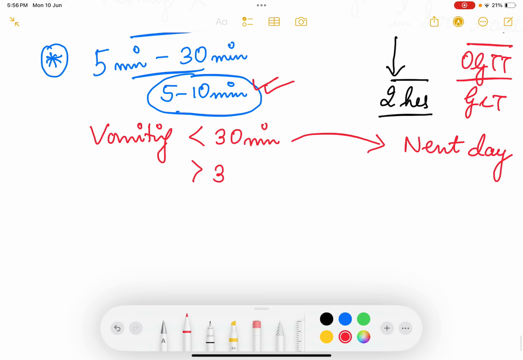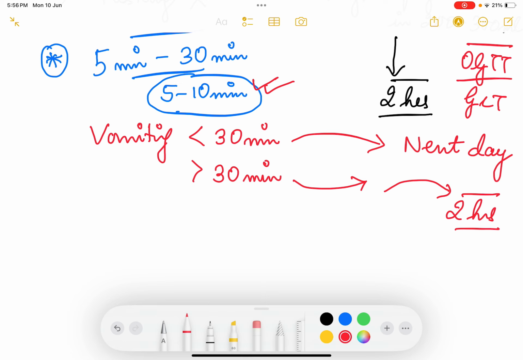If vomiting occurs after 30 minutes of intake of glucose, then you will not repeat the test and you will move ahead with the test, and 2 hours बाद आप plasma glucose measure करेंगे. Okay, because in the first 30 minutes the glucose has already been absorbed into the blood. तो अगर vomiting हो भी जाती है, तो it will not hamper the glucose challenge.